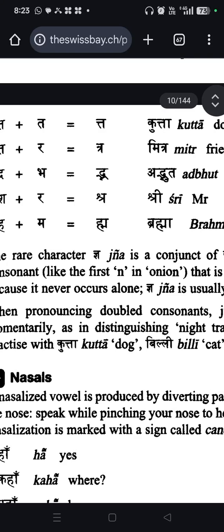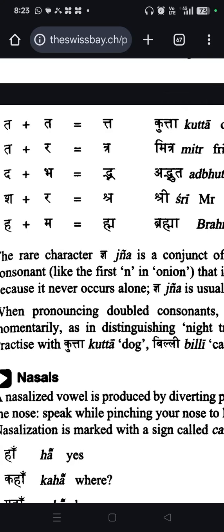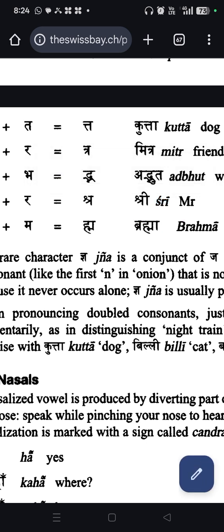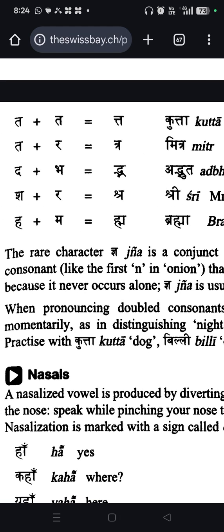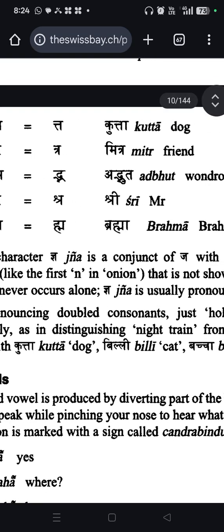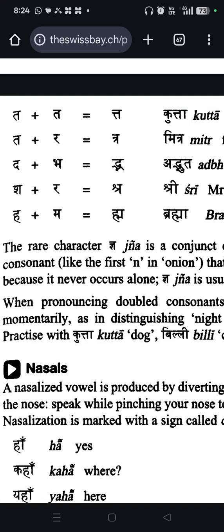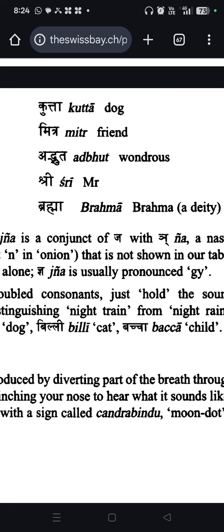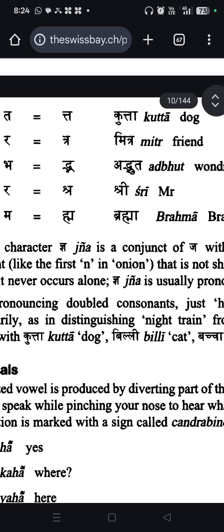Then we have our own phraseology for Mr. So that is three, Shri. It's a title, I think, like Mr. or Monsieur in French, right? Shah and Ra, Shri, Shri, Mr. Ha and Ma, presumably. And this is God, a deity. Ha and Ma. So Brahma, Brahma.